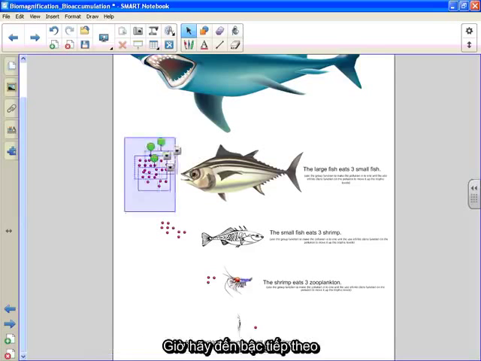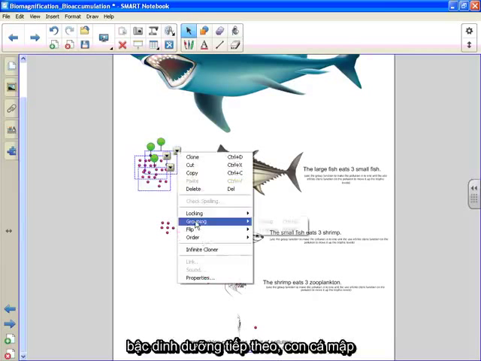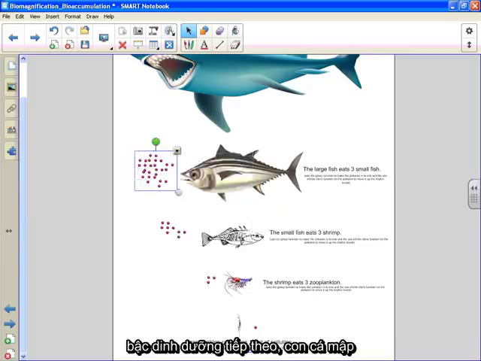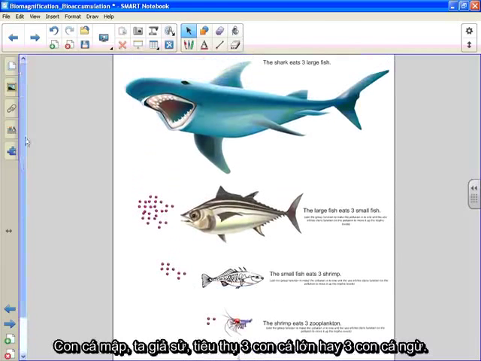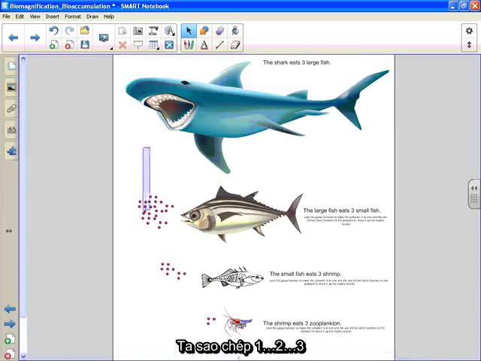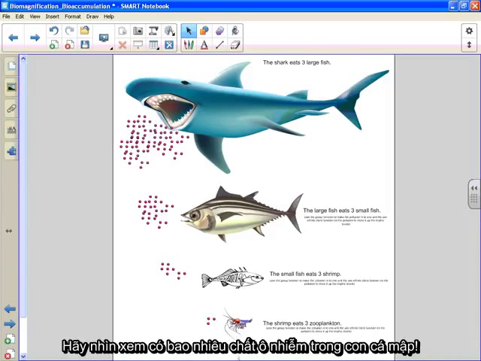Now, let's go to the next level, the next trophic level. And let's go to the shark. The shark, we're going to say, is going to consume 3 large fish, or 3 tuna. So we're going to go 1, 2, 3. Look how much pollution is in your shark.